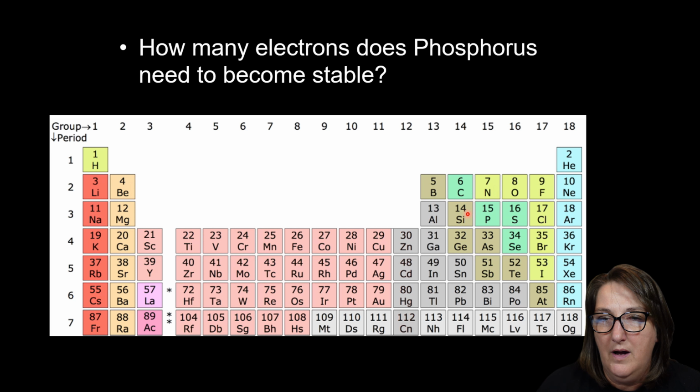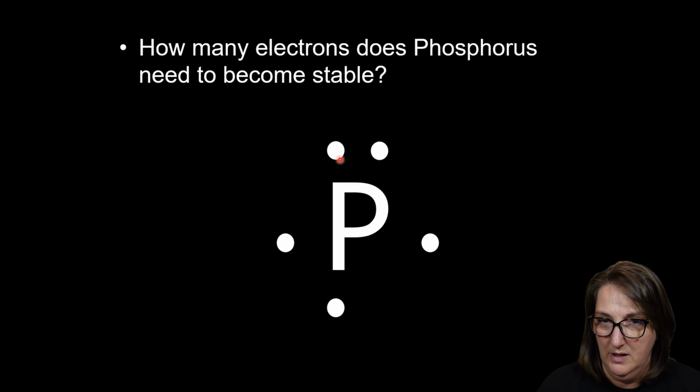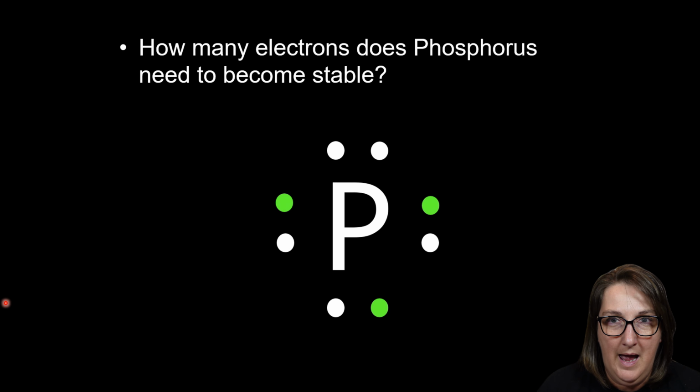So let's look here at phosphorus. How many valence electrons does phosphorus have? It has, remember I cover up that 1, I have 5. So how many more electrons does phosphorus need to be happy? It needs 3. So let's look at our Lewis dot structure. I've drawn out my 5. 1, 2, 3, 4, 5. So I need 3 more to be happy. Okay, this is going to give me my full shell.